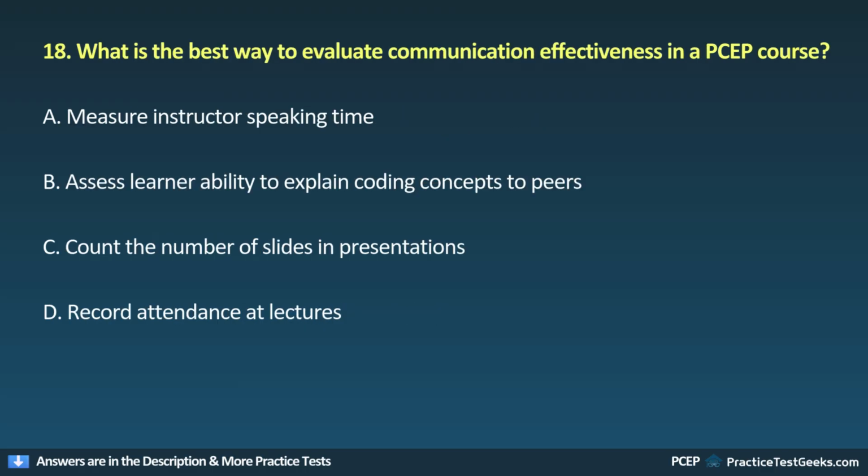18. What is the best way to evaluate communication effectiveness in a PCEP course? A. Measure instructor speaking time. B. Assess learner ability to explain coding concepts to peers. C. Count the number of slides in presentations. D. Record attendance at lectures.